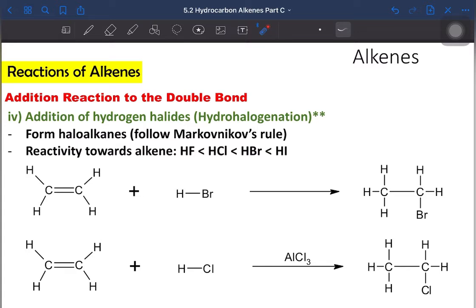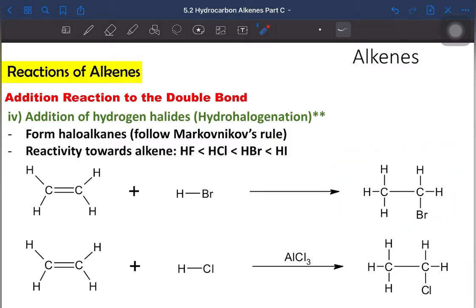So the hydrogen fluoride here has less reactivity to alkene, meaning that it reacts only with difficulty, while hydrogen bromide here can react very readily at room temperature with alkene. But hydrogen chloride needs a catalyst to react with alkene. The catalyst that is usually used is aluminium chloride, AlCl3. Alright, so let's look here. We have this alkene and we have HBr. So this hydrogen bromide reacts readily with alkene to form the saturated haloalkane product.